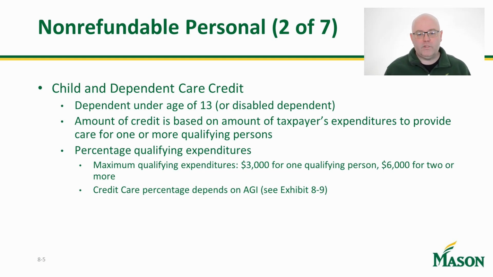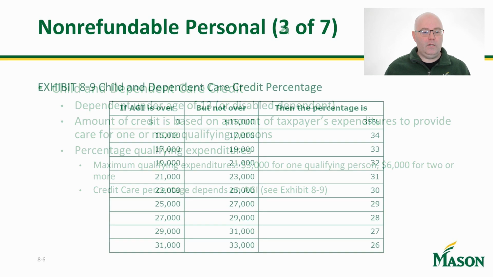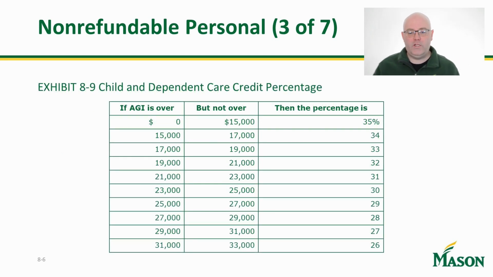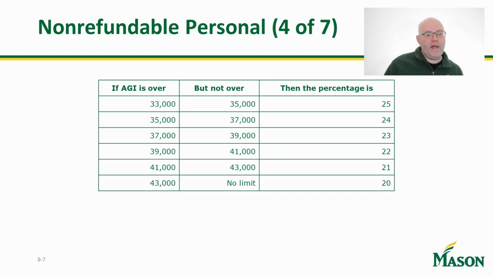But the question of the day is, what did I have to actually look up harder? Percentage of qualified expenses. Again, it's $3,000 for one qualifying person, $6,000 for two or more. So if I've got 3 kids and I put them through daycare, it's up to $3,000 a kid, up to the 2 kids. The 3rd kid, I don't get any deductions for. And then, the actual percentage is going to depend upon the AGI of the individual. So if your AGI is anything above $43,000 or more, you're going to get 20%.